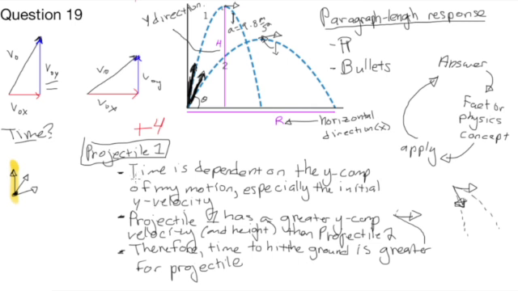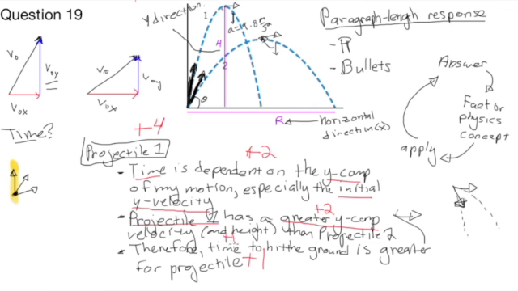If you said time is dependent on the initial y velocity or something to do with the y component, I gave you some points for that. And then if you made the connection that projectile 1 has a greater y component, I gave you 2 points for that. And then if you tied it all back together, I gave you another point. And then if you made some sort of reference to the height, I gave you that last point.